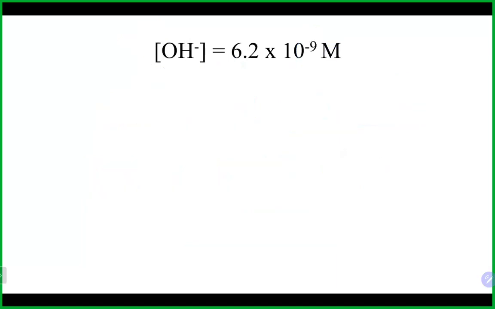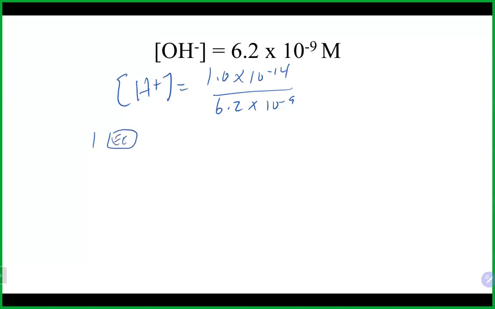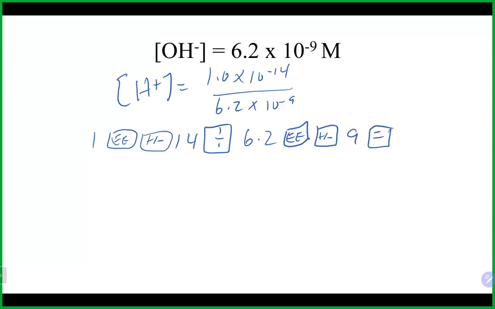Taking a look at the next one here, we do have the hydroxide concentration. So to solve for our H plus, we're going to do 1 times 10 to the minus 14 divided by 6.2 times 10 to the minus 9. Once again, that's a 1, exponent button, negative button, 14, divide 6.2, exponent button, negative button, and 9. So again, that is how you should probably be punching it in. In this case, we will end up with 1.6 times 10 to the minus 6 molar.